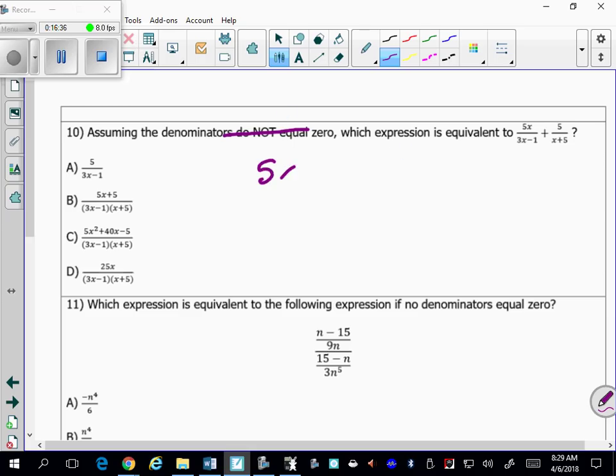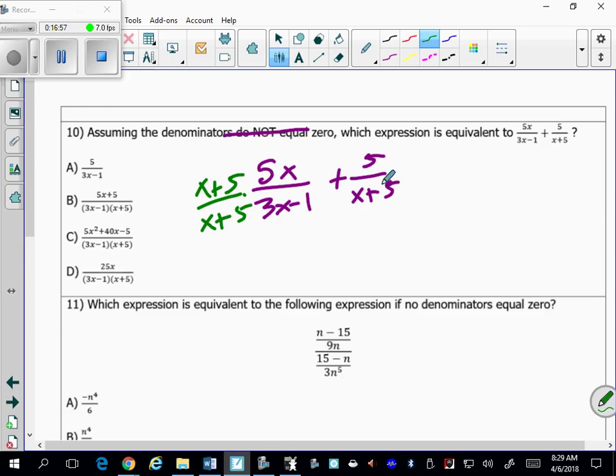What we have to do, we have denominators, we have fractions. With fractions, when you're adding or subtracting, we've got to get like denominators. To get like denominators, we need to multiply by something equivalent to 1. In this case, the easiest thing to do is take the second denominator and multiply the first term by it, then take the first denominator and multiply the second term by it.